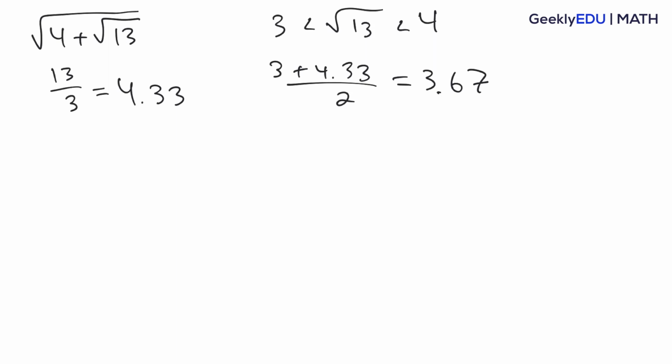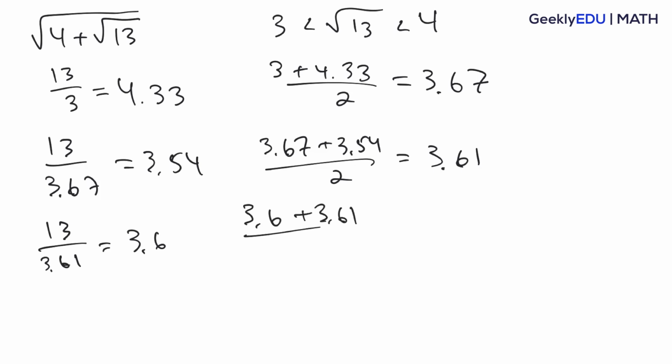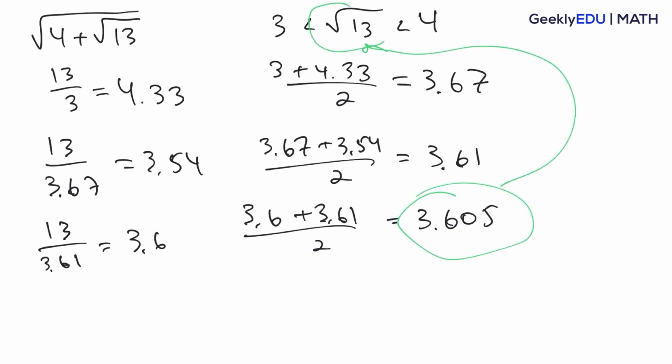Now we repeat the process. We take 13 divided by 3.67, and that is 3.54. And we take the average, 3.67 plus 3.54, and that is 3.61. And we repeat it one more time. So 13 divided by 3.61 is 3.6. And of course, the average of 3.6 and 3.61 will be 3.605. Now, if we plug this into a calculator, you'll really see that the 3.605 is the square root of 13.